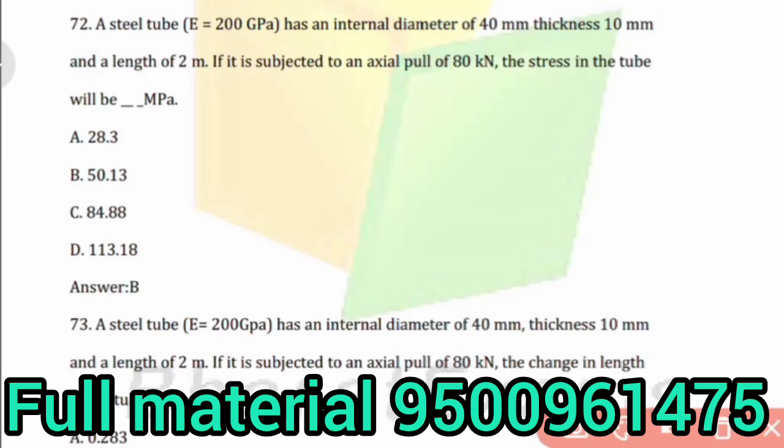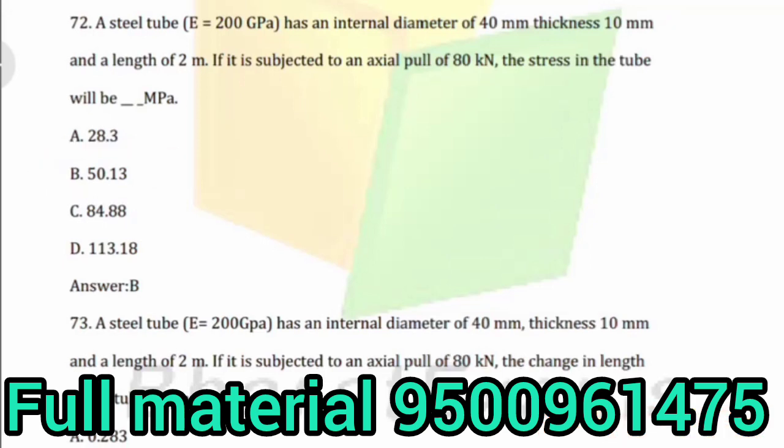A steel tube, E equal to 200 GPa, has an internal diameter of 40 mm, thickness 10 mm, and a length of 2 m. If it is subjected to an axial pull of 80 kN, the stress in the tube will be dash MPa. 50.13.